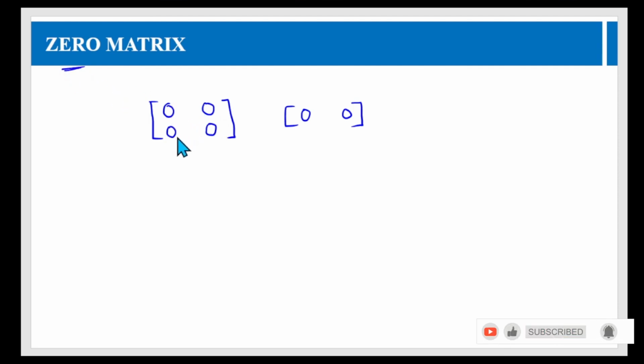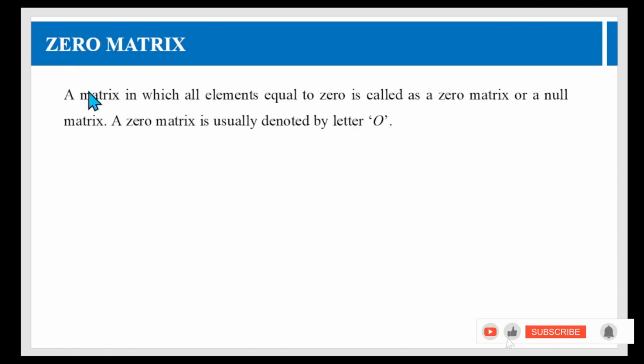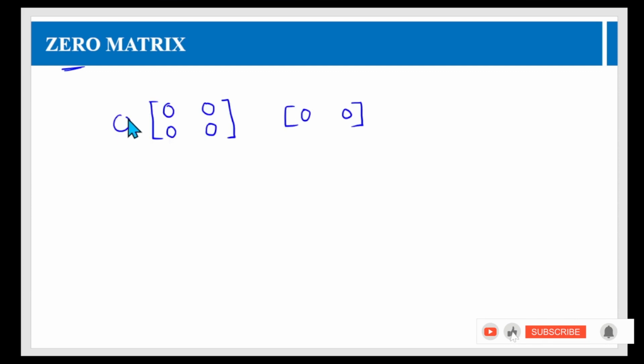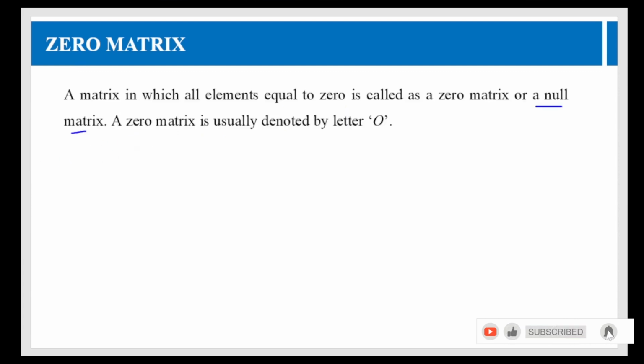What is the zero matrix? A matrix in which all the elements are zero. That is the zero matrix definition: a matrix in which all elements are equal to 0 is called a zero matrix, or actually it is also called a null matrix. Zero matrix is also called null matrix. A zero matrix is usually denoted by the capital letter O.